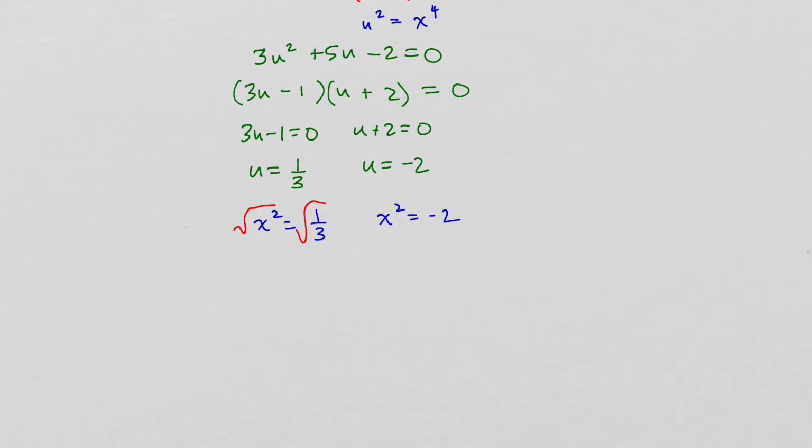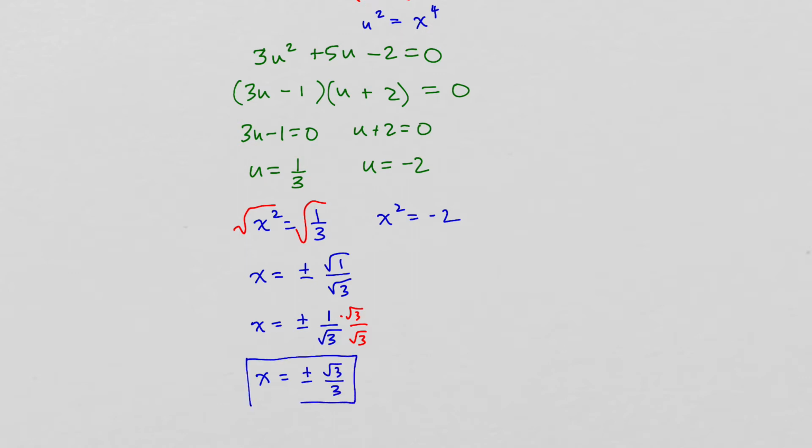So to solve these, I take the square root of both sides. In the first equation, we get plus or minus square root of 1/3, which is the square root of 1 over the square root of 3. And this is plus or minus 1 over the square root of 3. And finally, we can rationalize the denominator to get a final answer of plus or minus radical 3 over 3. So we have two solutions there.